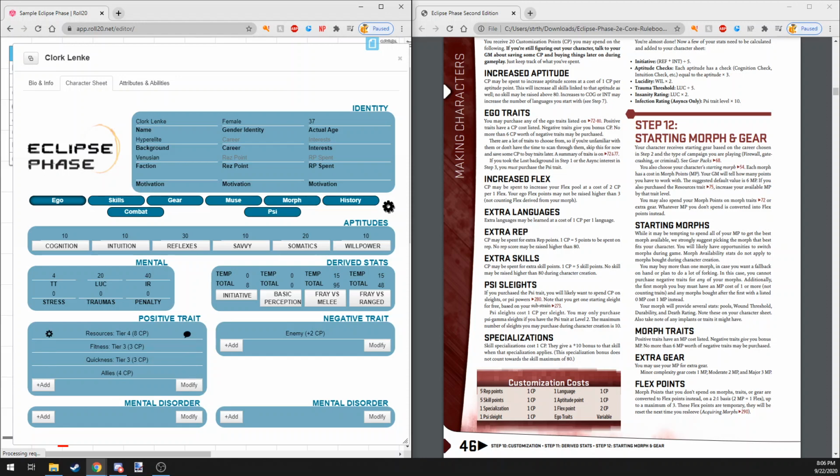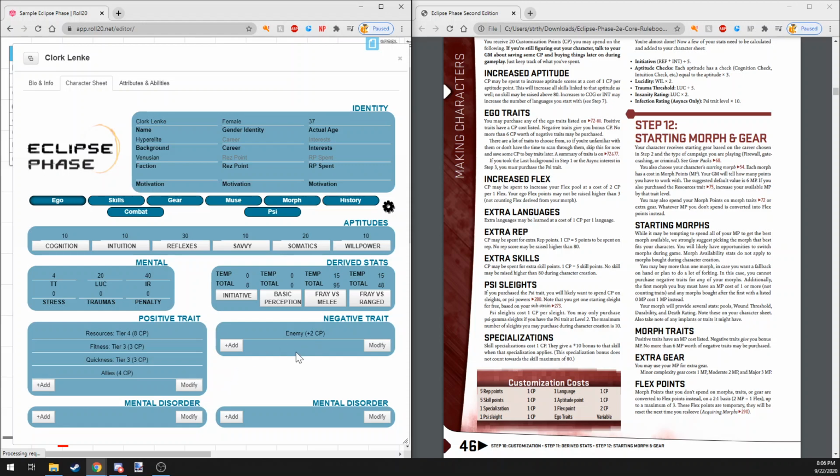So I chose the Tier 4 Resources trait, which cost me 8 CP. That is the most expensive trait in the game, and what that does is I can basically start out with more equipment, and I have access to more items when I play. I also have Fitness and Quickness, Tier 3, and that gives me a plus 15 on any and all reflexes and somatics checks. And then I have the Allies trait, which means that I have people who want to help me.